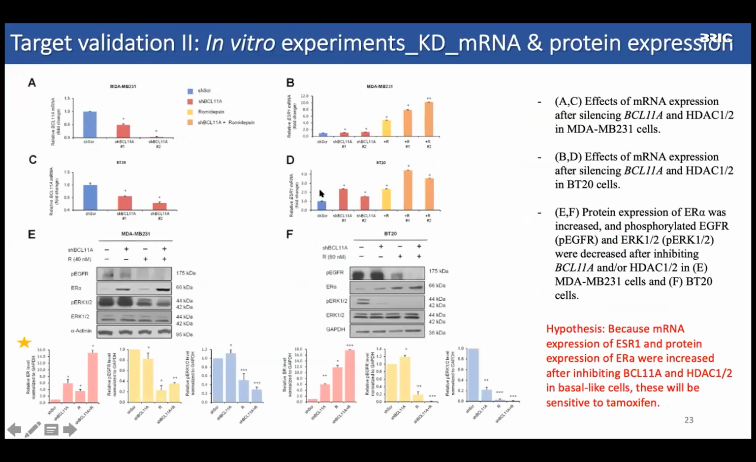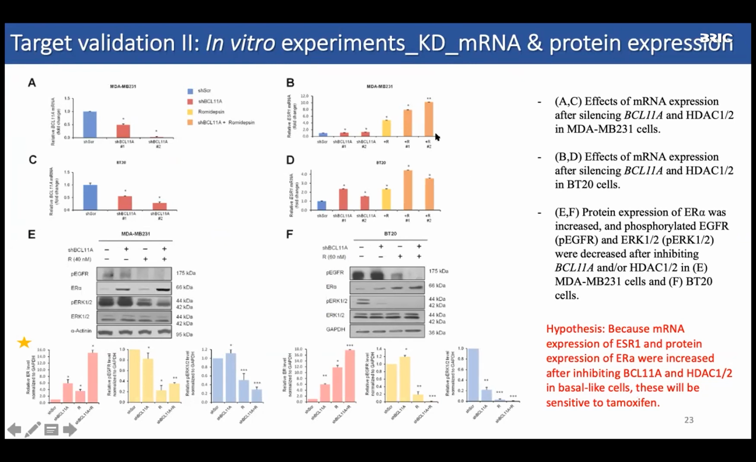So after confirming our results using in silico simulation, we further validate the results using in vitro experiments. We use shRNA and the drug called romidepsin that specifically inhibits HDAC1 and 2. We use those to inhibit both target genes in our cells, and then see whether the transition happens by measuring RNA expression of the ESR1 gene and protein level of ER alpha, which is a phenotypic marker for luminal. And we also measure the activity of EGFR and its downstream molecules.